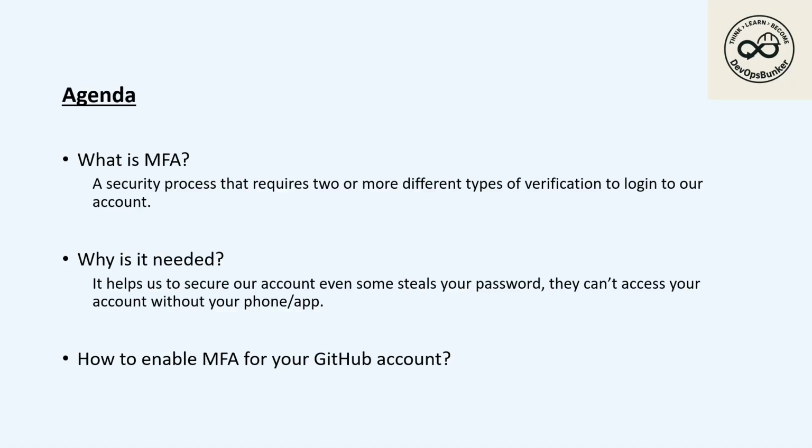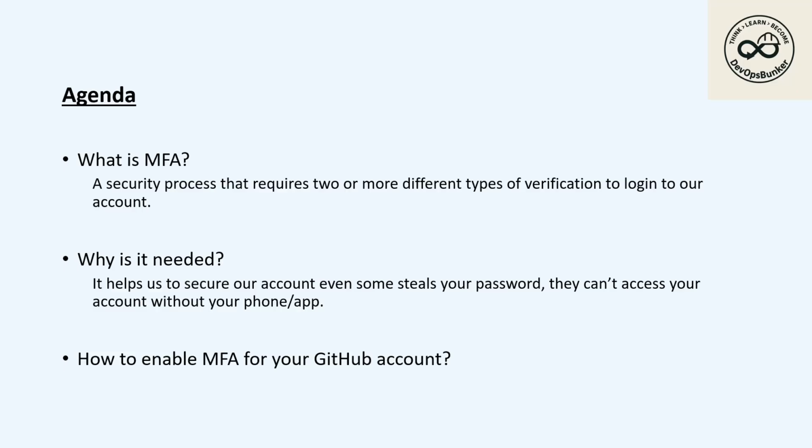What is MFA? A security process that requires two or more different types of verification to log into our GitHub account. The next one is, why is it needed? It helps us to secure our account. Even if someone steals your password, they can't access your account without your phone or app verification.